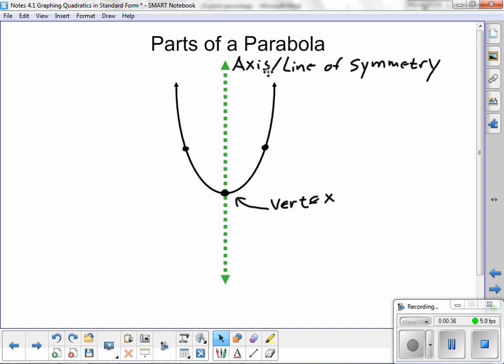Main parts of the parabola: the axis or line of symmetry is this green line that basically splits your graph into 2 symmetrical parts. The vertex is the highest or lowest point when it's a function, and part of our work today is we're going to find an extra point.